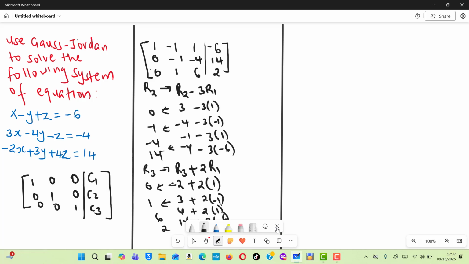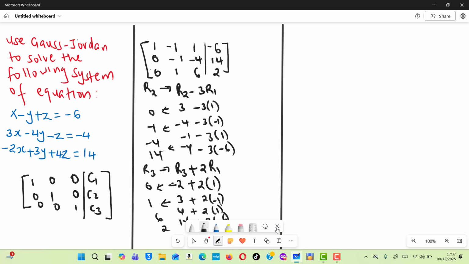So you can see clearly that in the first column we have achieved our goal. On the left side, you can see the final reduced row echelon format. In the first column, we shall have 1 0 0, so we already have that. Now we go to the second column and we make sure that we have 0 in the first row, 1 in the second row, and 0 in the third row.